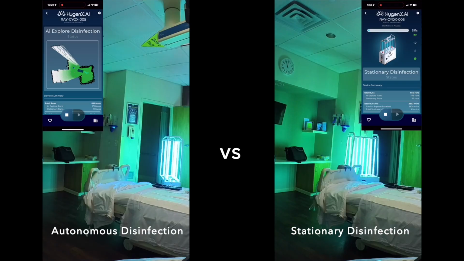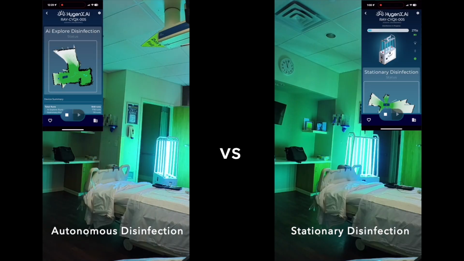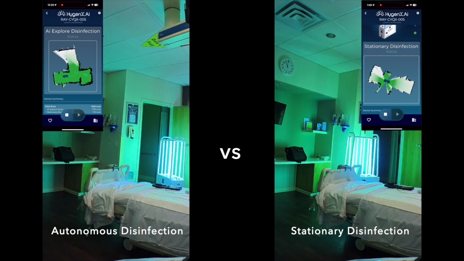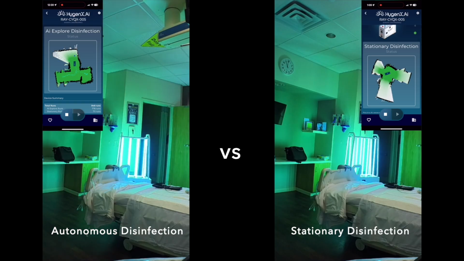This video demonstrates the key differences between an autonomous UVC robot and a stationary UVC tower. We look at a side-by-side comparison of the same patient room. When disinfecting with UV light, there are two fundamental laws of physics we must follow.